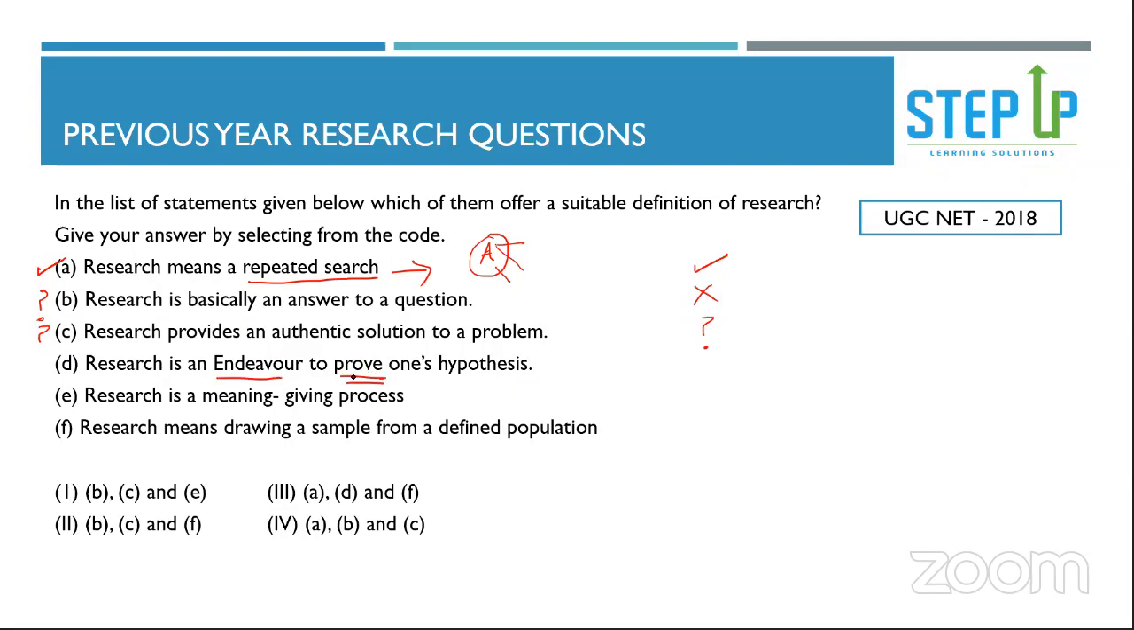See, choice of words, guys, these are the hints, right? That's how they frame bad options, right? The moment you see things like endeavor to prove one's hypothesis is the only way, right? This is definitely wrong. See, research is a lot about being objective, right? You are set out to prove a hypothesis, right? But you will be very objective in the whole exercise.